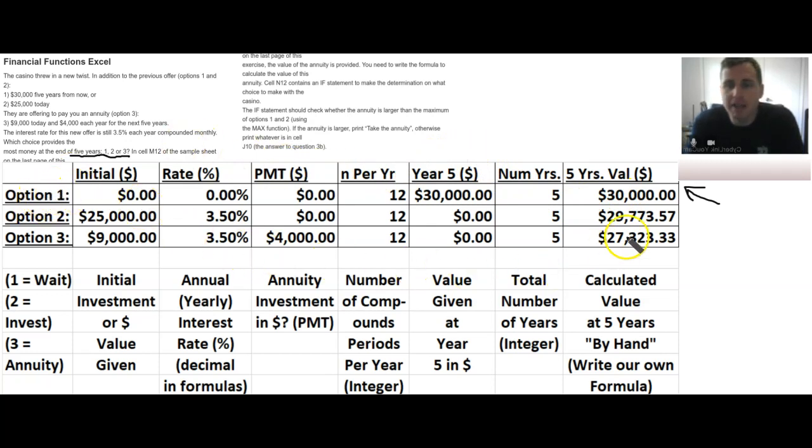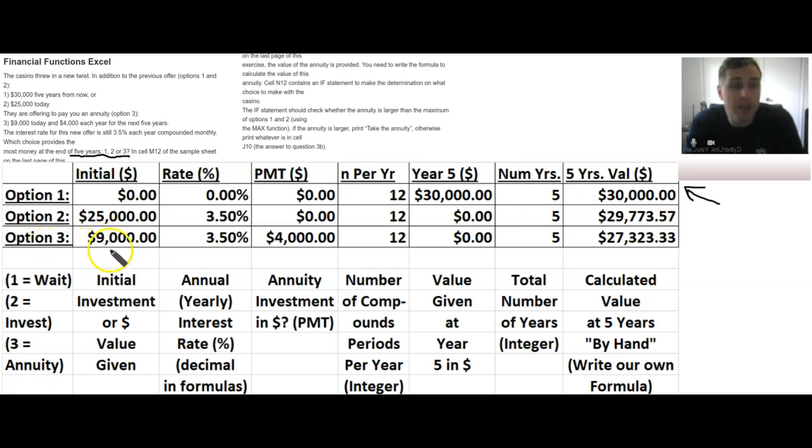Okay, so I've summarized the data down here in this table. Option 1 is to wait for the $30,000. There's no interest rate or initial value invested or payment. We just wait. Option 2 is to invest the $25,000 and to have a compound interest at an annual interest rate of 3.5%. We don't receive any regular payments. We just let the money grow over 5 years.